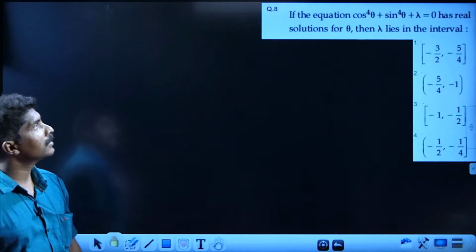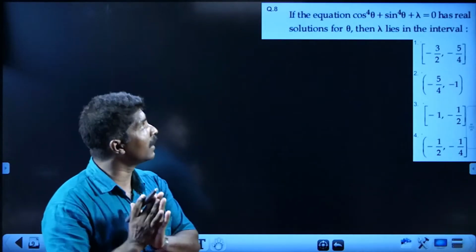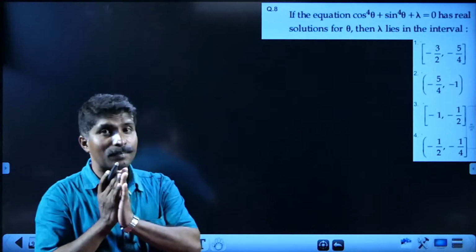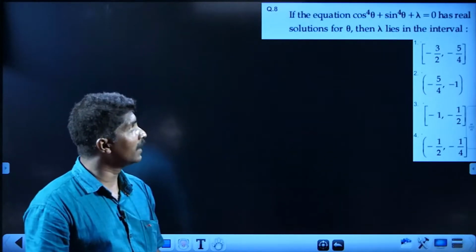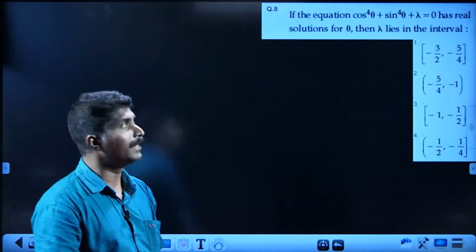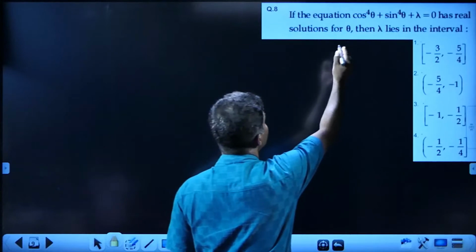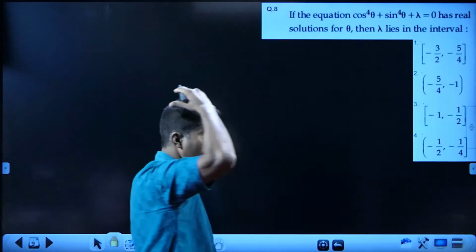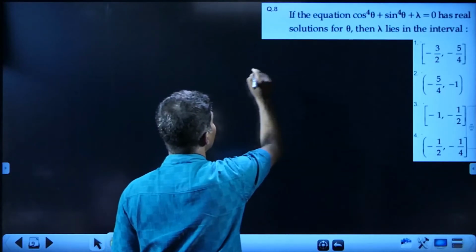Next one is: if the equation cos raised to 4 theta plus sin raised to 4 theta plus lambda is equal to 0 has a real solution for theta, then lambda lies in the interval. This is a very famous usual question, cos raised to 4 theta plus sin raised to 4 theta, cos raised to 6 theta plus sin raised to 6 theta, all these things. It's a simplification, you know that.